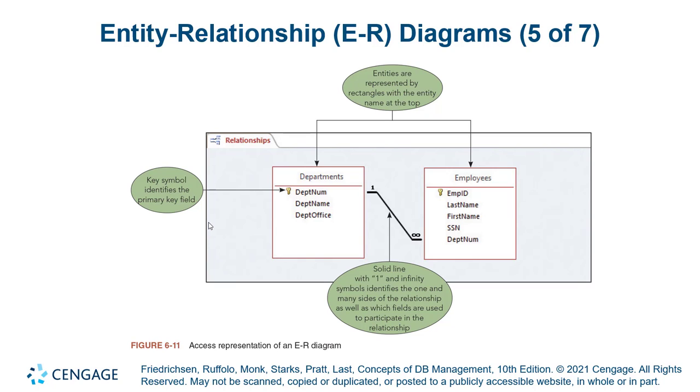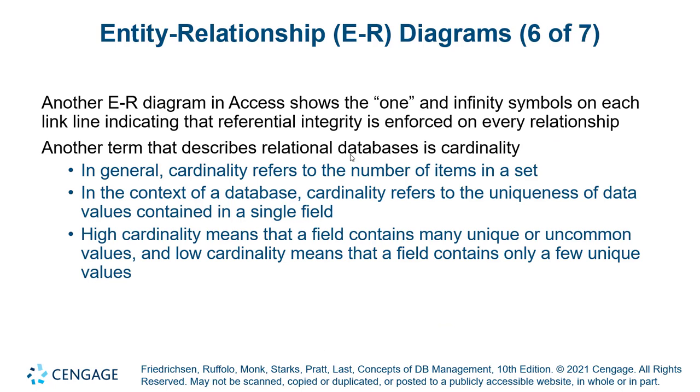Hey, look, there it is, right? So, we've seen this before. There's that 1, the infinity symbol, the line representing the relationship between department num, right? And then we know in this case that referential integrity is enforced because we do see the 1 and infinity symbol. So that's fun.